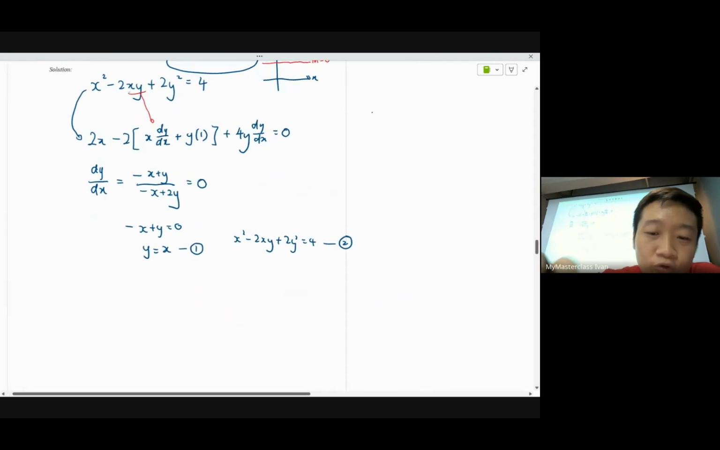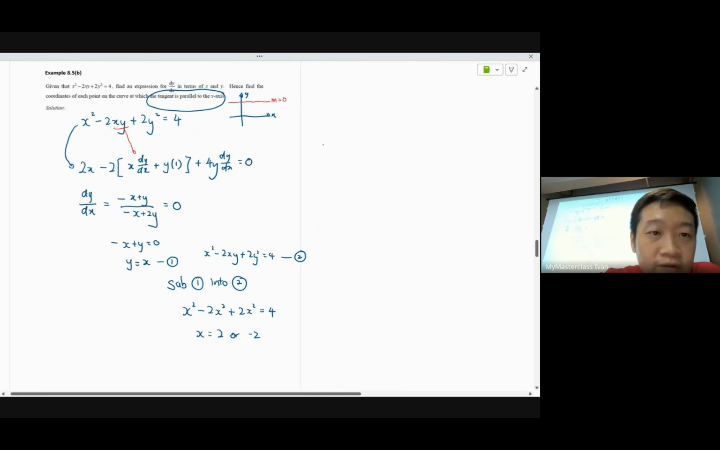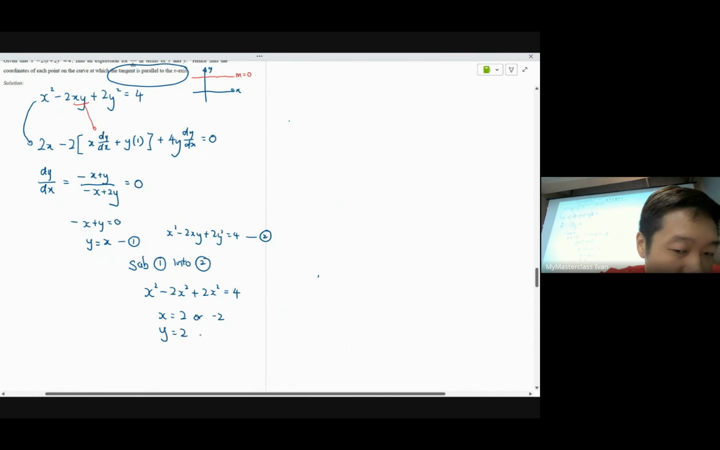Sub 1 into 2, you are going to have x squared minus 2x squared plus 2x squared equals 4, x equals 2 or negative 2. And then if sub back into equation 1, y will be 2 or negative 2. So you have (2, 2) and (negative 2, negative 2). Just like that.